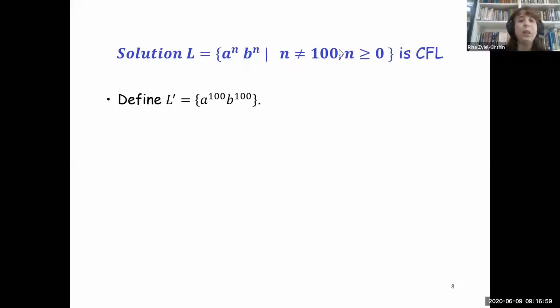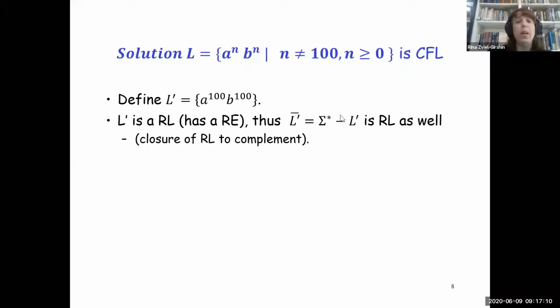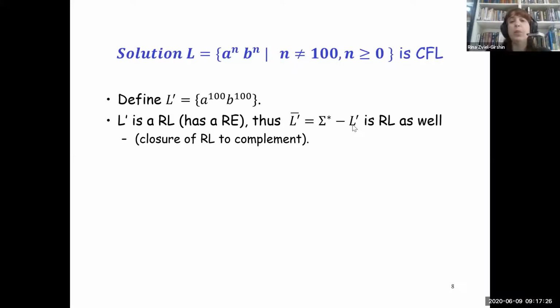I define a new language, L cap, as A in power of 100, B in power of 100. This language is a finite language, therefore it's a regular language. And now I will perform the following operation. I will define a new language, L cap complement, as sigma star minus L cap. This language will also be a regular language, since sigma star is a regular language, L cap is a regular language, and minus is a regular operation.